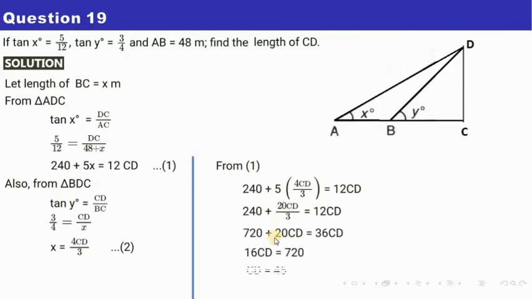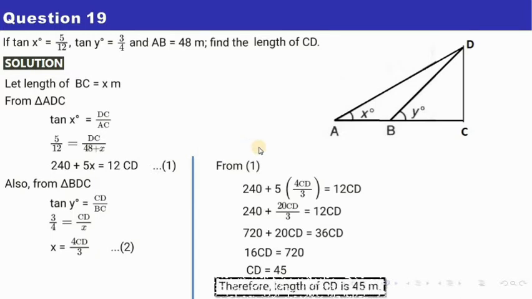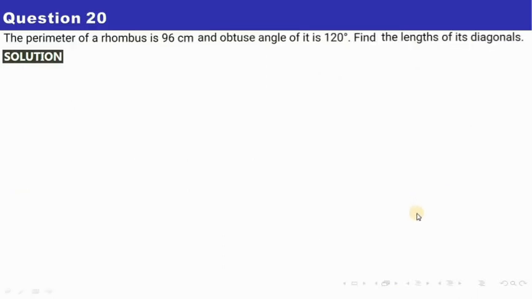You will get that CD will turn out to be 45. All right, and that's why my answer, that is the length of CD, will be 45 meter. All right, so you may pause the video to note down. Let's move on to the last question for the day.